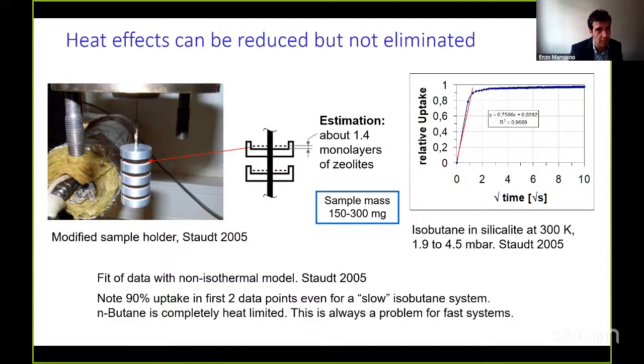What you see on the plot is that the first data point is essentially 80% of the relative uptake. So a lot of the response is essentially missing just because of the acquisition time and the response of the system itself.